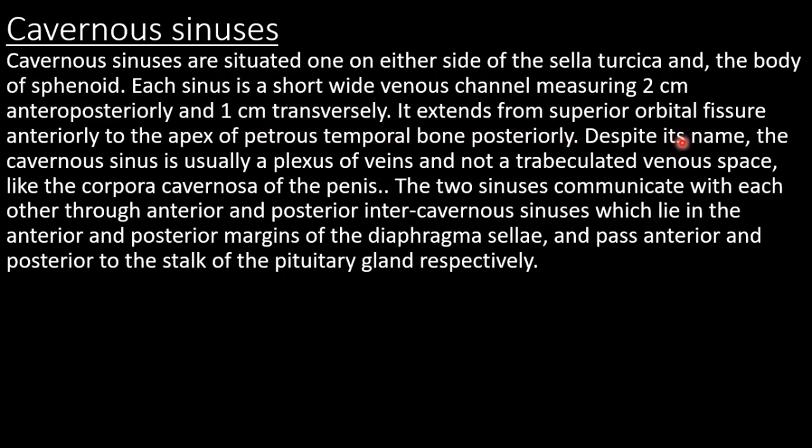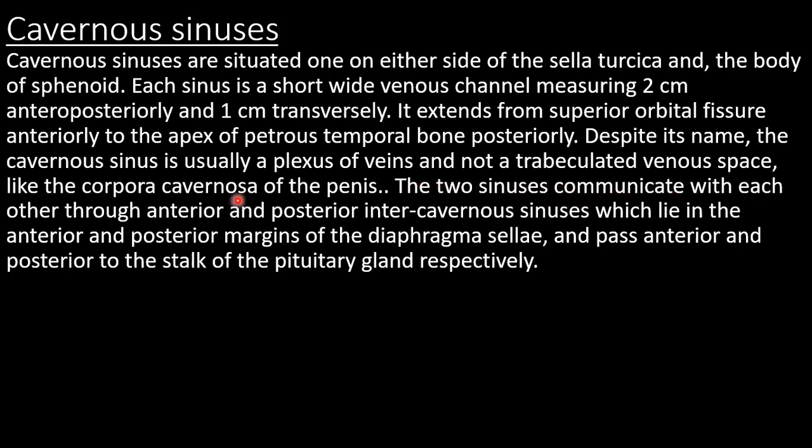Okay, despite its name, it is a misnomer. It is not a true cavernous space. Despite its name, the cavernous sinus is usually a plexus. It is a plexus of veins, not a trabeculated venous space like the corpora cavernosa of the penis. Okay, it is not a trabeculated venous space. So it is not a true cavernous space because it is a plexus of veins. But that word still applies.